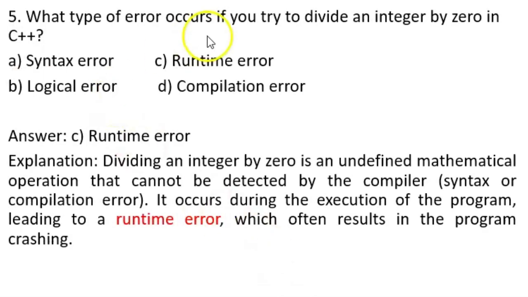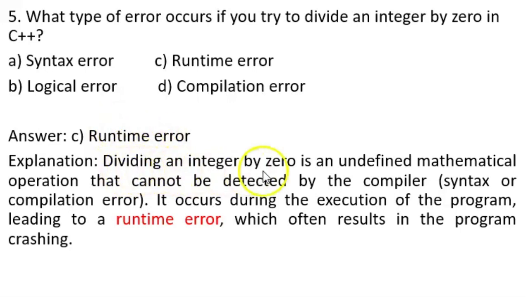Question number 5. What type of error occurs if you try to divide an integer by 0 in C++? A, syntax error. B, logical error. C, running time error. D, compilation error. The answer is C, running time error.